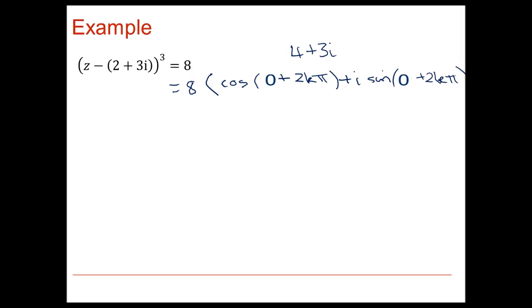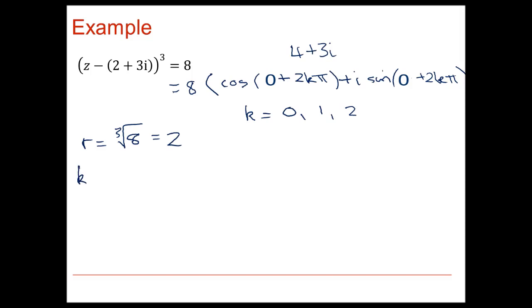where we know that k can only take the values 0, 1 and 2 before those roots would start repeating themselves. We know that the r value for all the z will be 2, because this is the cube root of 8. And we know, because we're cube rooting, that we'll be dividing the argument by 3.